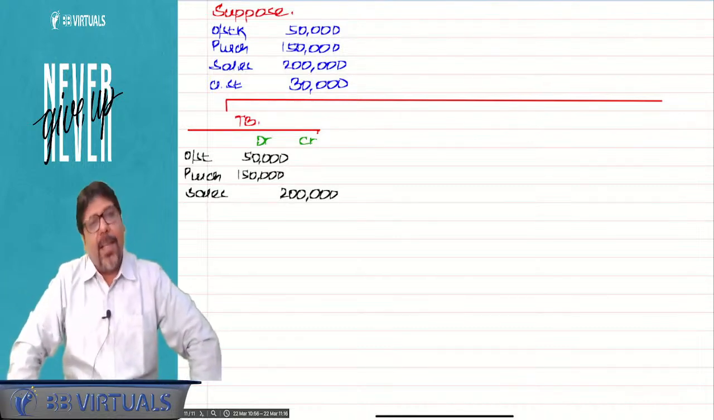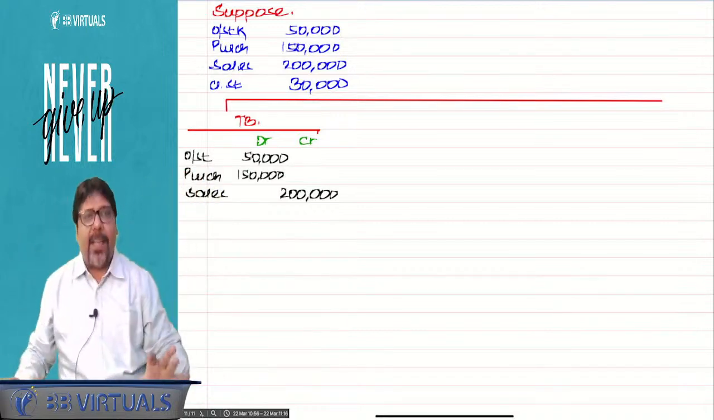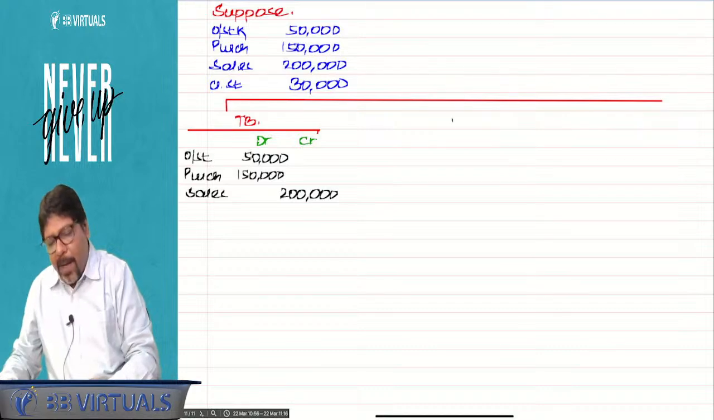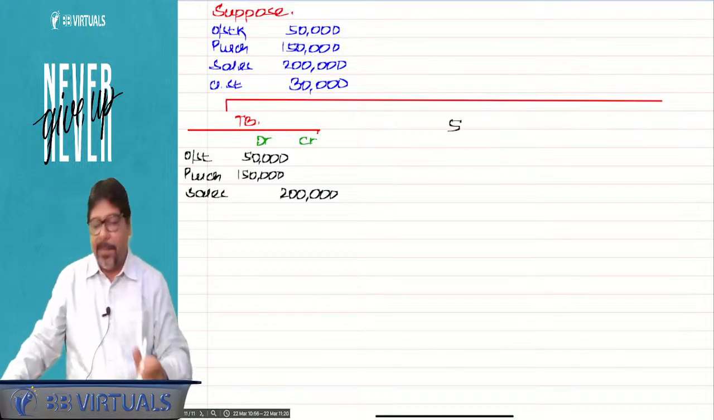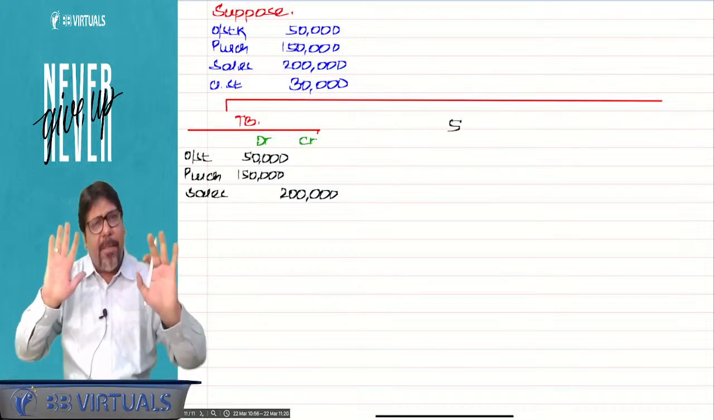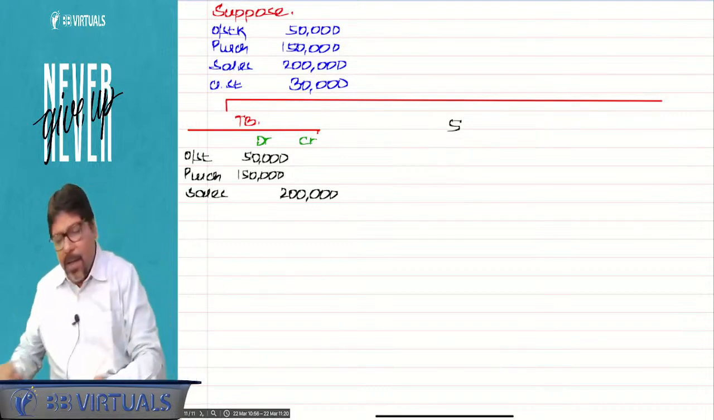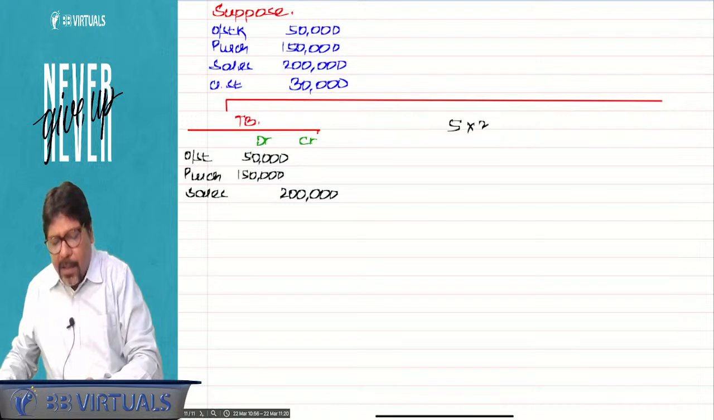Yes or no? Yes, sir. Similarly, chartered, suppose I have purchased 5 markers. How many markers? 5. And my business is of markers. Understand carefully. My business is of markers. Okay sir, 5 markers, each marker 30 rupees.